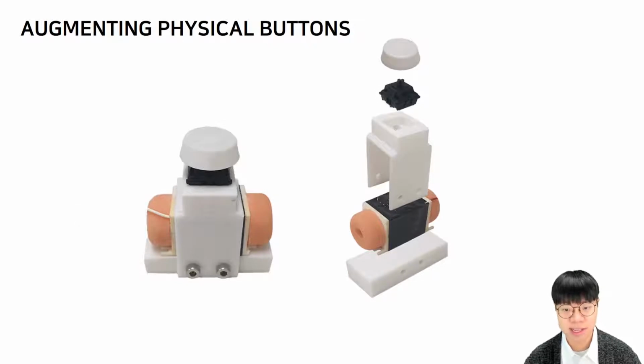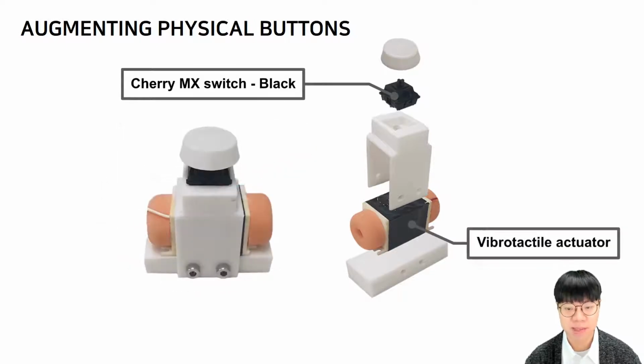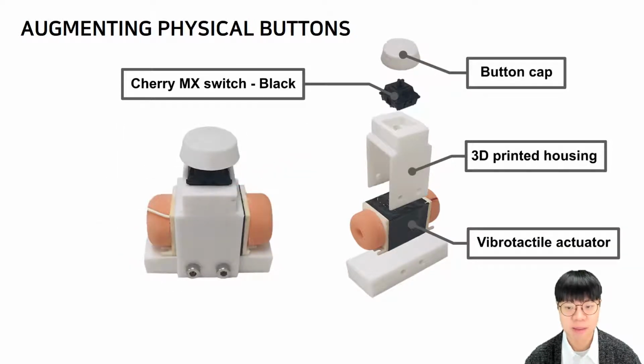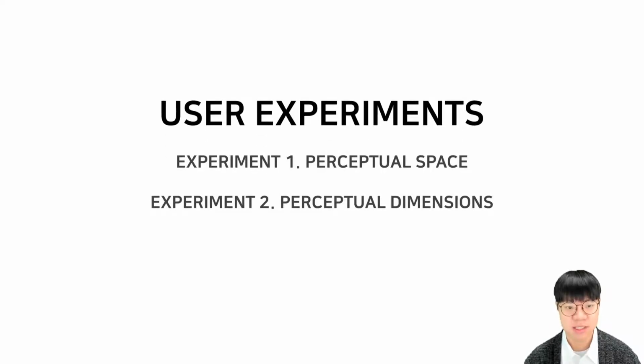This is the overall design of our augmented button prototype. We use a linear mechanical switch and a vibrotactile actuator, and put them all into a 3D printed housing. For vibrotactile augmentation, we design the vibration waveforms by varying frequency, amplitude, and envelope. To investigate the perceptual properties of the augmented button, we conducted 2 user experiments.